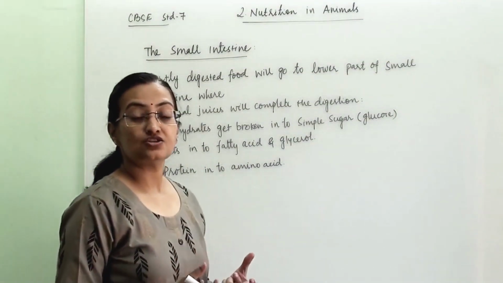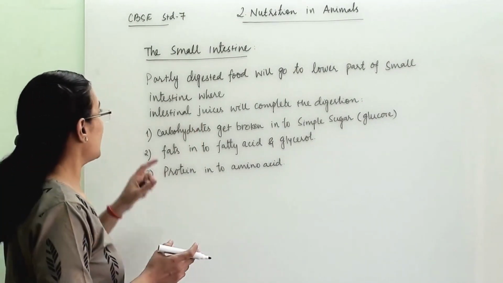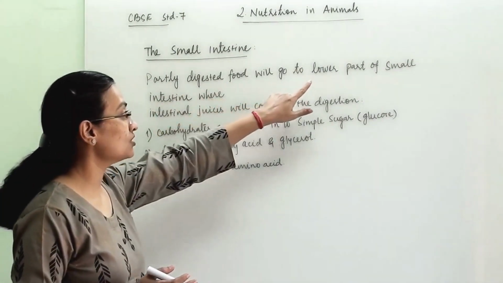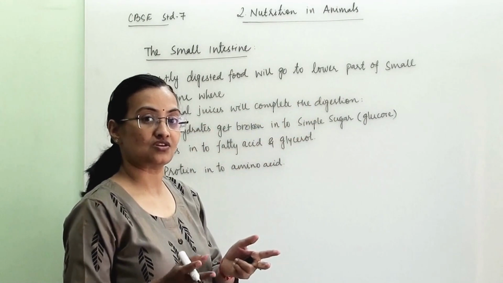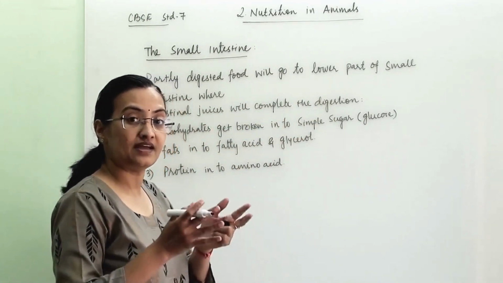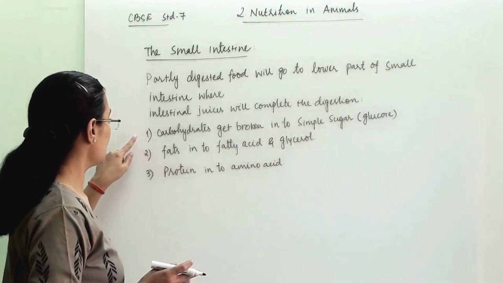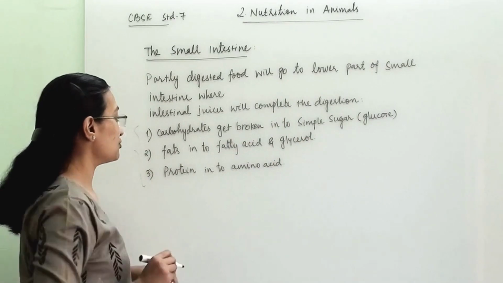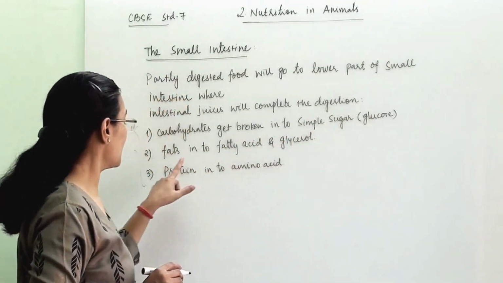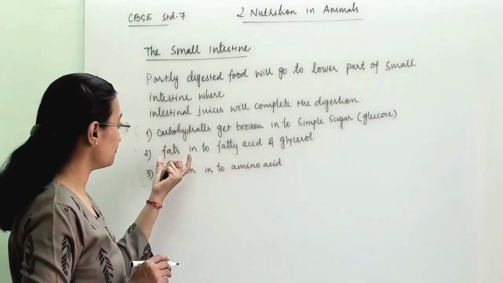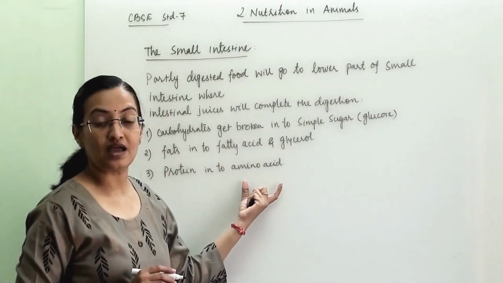Now when all digestive juices, liver juice and pancreatic juice, get mixed with the food particles, what will happen after that? The partly digested food will go to the lower part of the small intestine, where intestinal juices will complete the digestion. After all these processes, carbohydrates get broken into simple sugar like glucose, fats into fatty acid and glycerol, and protein will convert into amino acid.